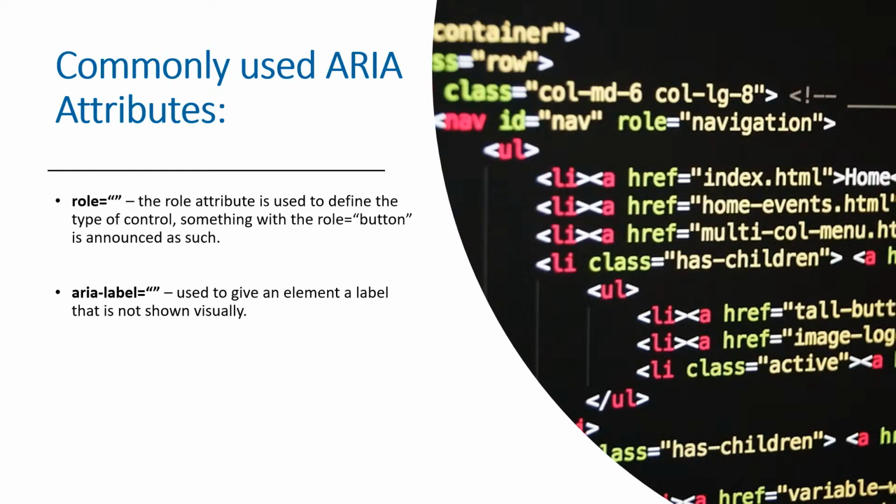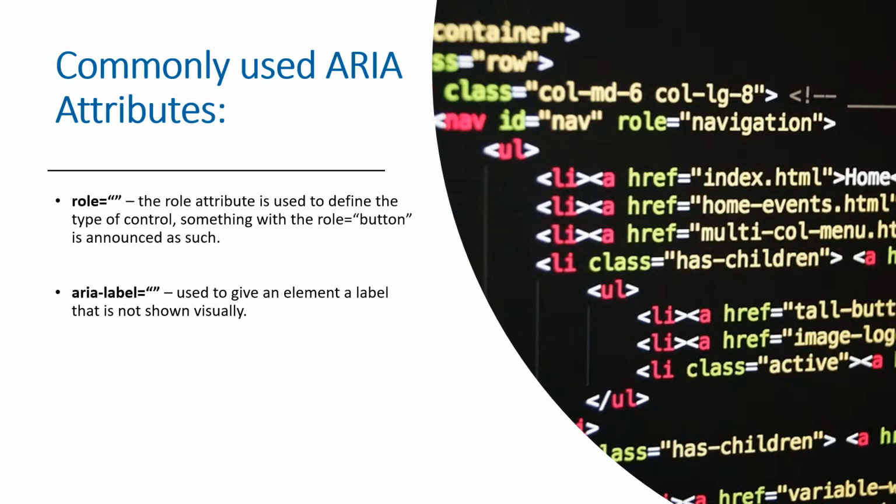Firstly, we have the role attribute. This is used to inform assistive technologies of the type of a control. So let's say we've got a div that uses JavaScript to perform an action when it is clicked. This is essentially a custom implementation of a button. Therefore, we apply a role button to the div. So when assistive technologies come across the control, they will interpret it as a button instead of a div. This is helpful for screen reader users especially, who will expect functionality like this when they come across a button.